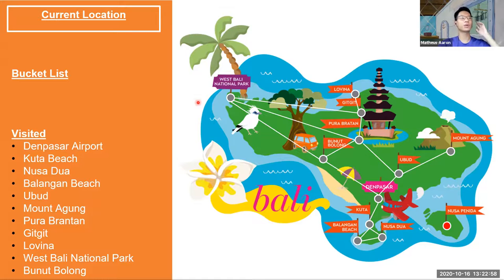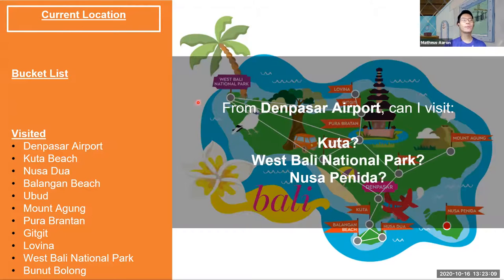Okay, so I'm done with exploring all the places in Bali right now. Now, what's the moral of the story here? It's basically this question. From Denpasar Airport, can I visit Kuta Beach? Can I visit the West Bali National Park? And can I visit Nusa Penida? The answer to the first question is yes, of course I can visit Kuta because it's right adjacent to it. I can visit the West Bali National Park because it's connected. But I cannot visit Nusa Penida here because it's separated by a body of water.